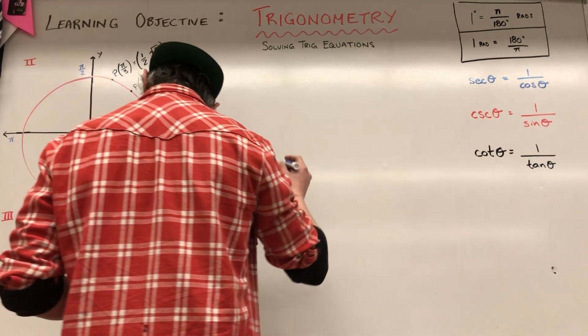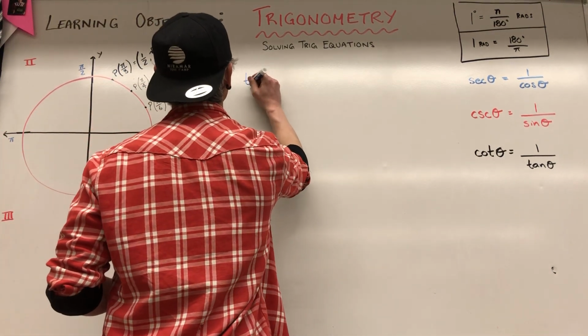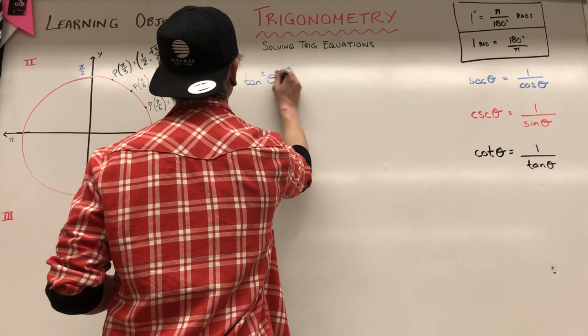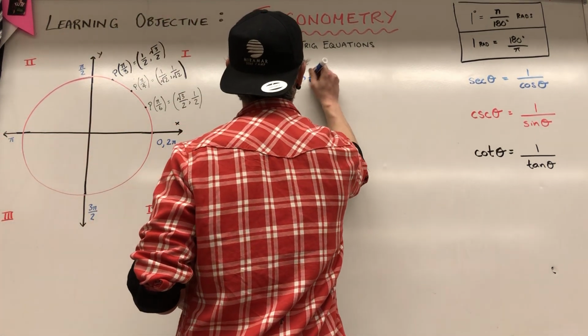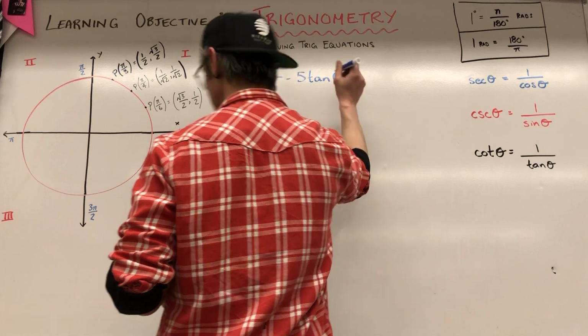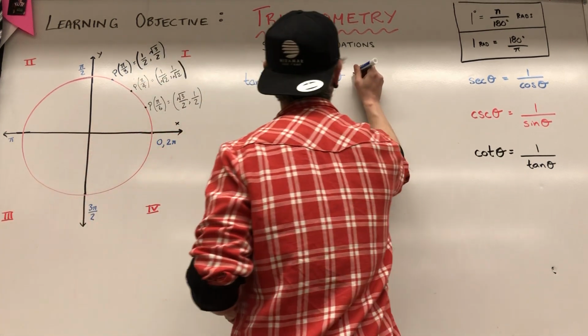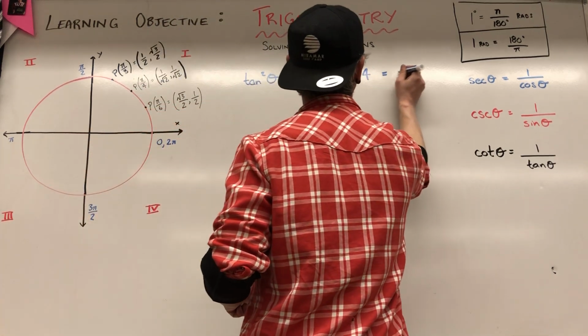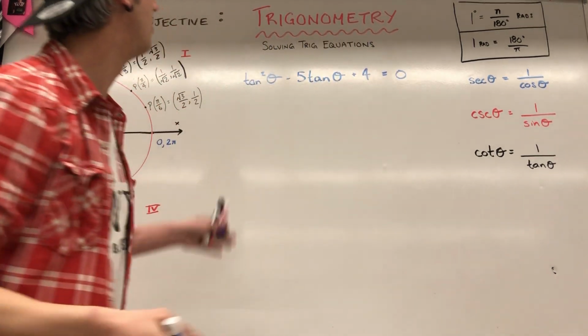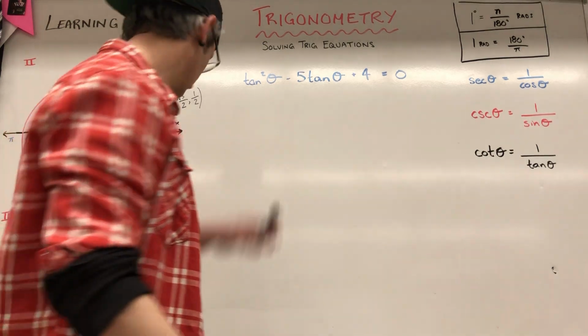Okay, so let's say I had, this is straight from the textbook, and then I'll do some from the problems. tan squared theta minus 5 tan theta plus 4 is equal to 0. And I am trying to solve for theta, for my unknown angle.